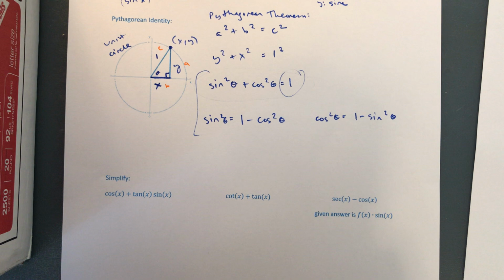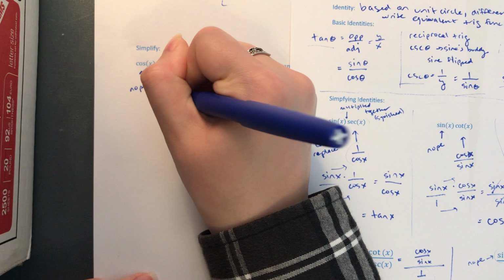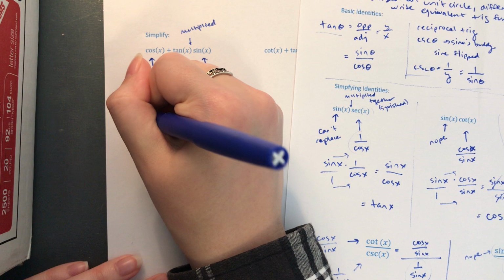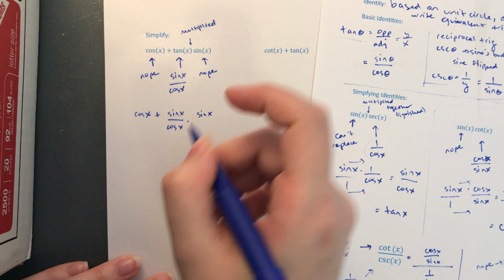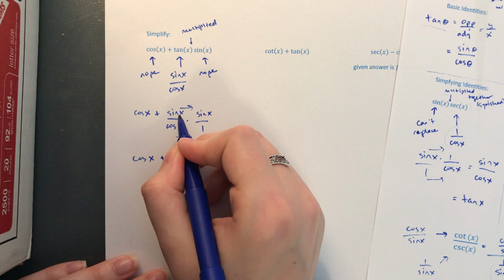So first up, cosine squared. That's a nope. We can't replace cosine squared. Tangent. So let me grab my other sheet. Tangent is sine over cosine, so I'm going to replace tangent with sine over cosine. And then sine is a nope. And so these are being multiplied because they're squished together. So I've got cosine x plus sine over cosine times sine. And remember, I'm going to write sine over 1 because this is a fraction now. So I'm going to simplify the fractions because order of operations says to multiply first. So I'm going to multiply across. So I've got cosine x plus sine times sine.